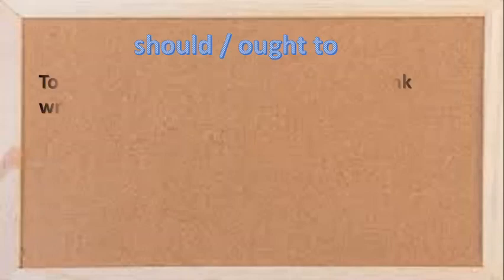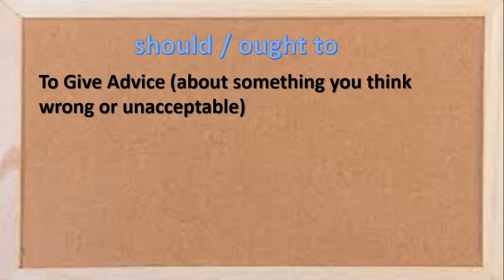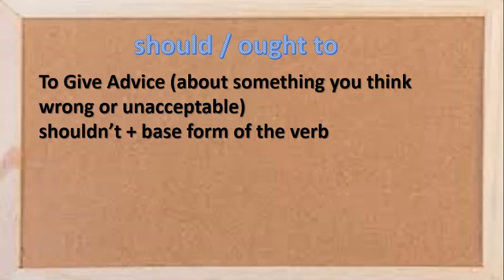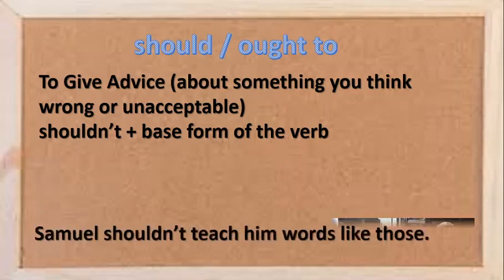Apart from giving advice, we also give advice about something you think is wrong or unacceptable, unlike the previous one that gives positive advice. So we have shouldn't plus the base form of the verb. Remember I said should or shouldn't, ought to or ought not to. So the example I'm going to give is what? Shouldn't.